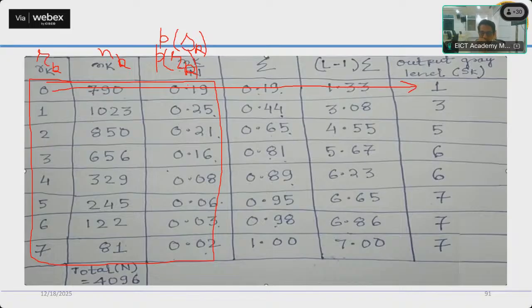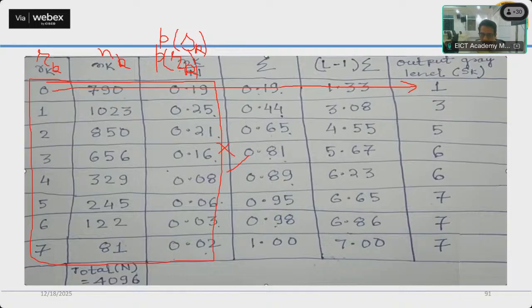It has taken 3 steps. First, we have calculated nk upon n. Thereafter, we have calculated the CDF: 0.19, plus 0.25 is 0.44, plus 0.21 is 0.65, plus 0.16 equals 0.81, plus 0.08 is 0.89, plus 0.06 is 0.95.